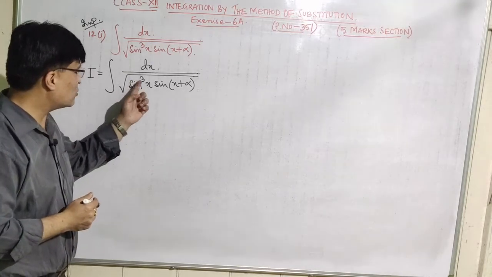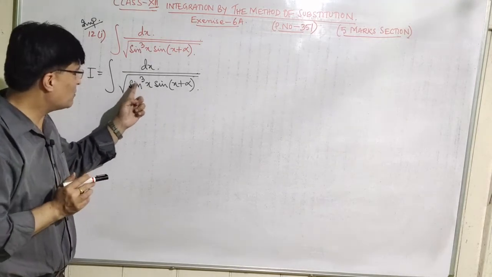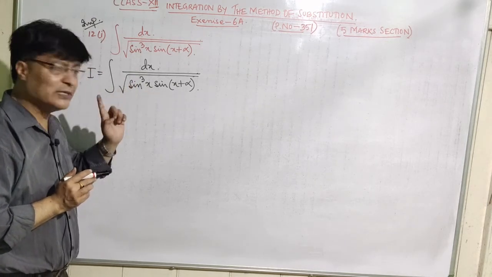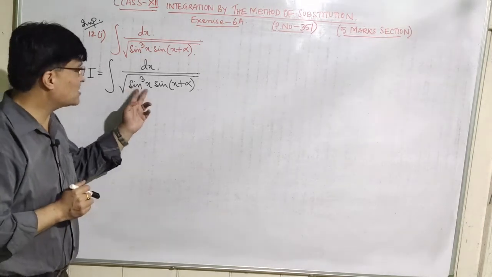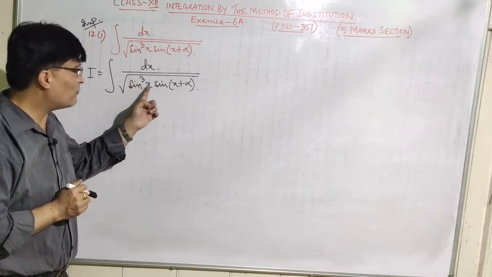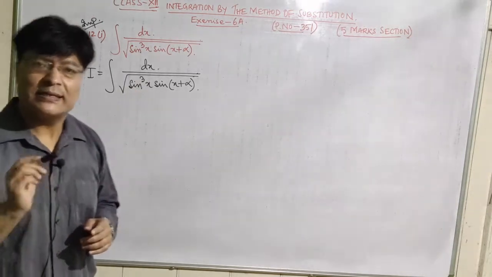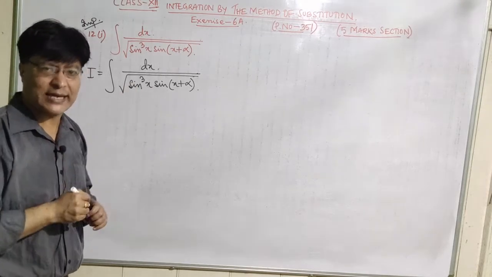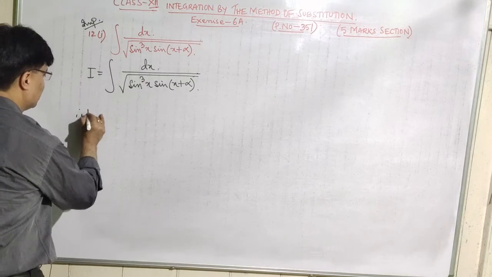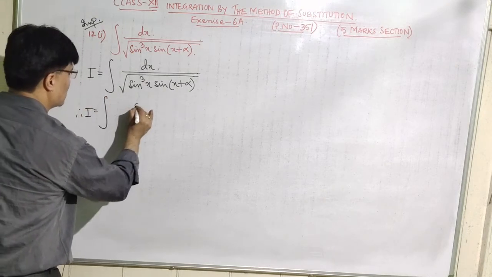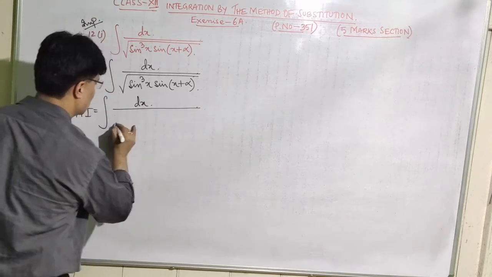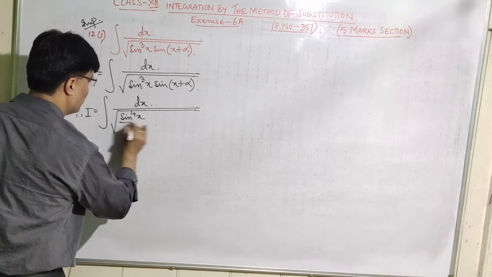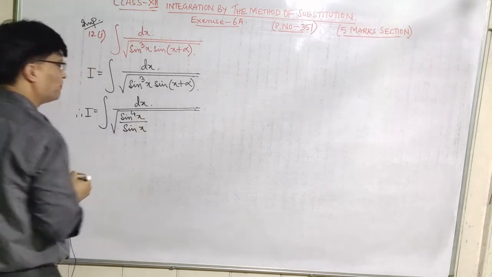So let us make it sine to the power 4x. How can you make it sine to the power 4x? You have to multiply this expression and again divide this expression by sine x. To make sine cube x into sine to the power 4x, it should be divided by sine x. So let us write here, I is equal to the integration of dx divided by the square root of sine to the power 4x divided by sine x.